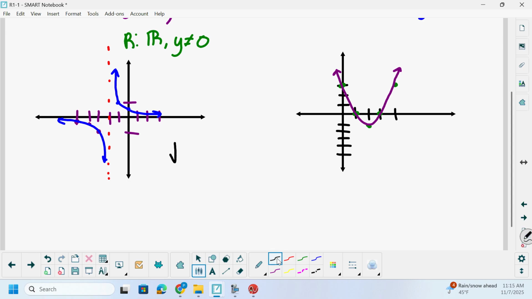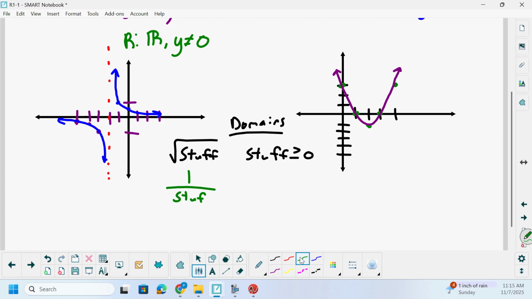If you have square root and there's some stuff underneath the square root, this is for your domains, I should say. To find your domain, start by making your stuff greater than or equal to 0, and then solve for x. If you have stuff in a denominator, set that stuff equal to 0, solve, and then eventually your domain is going to be all real numbers. X cannot equal whatever you get when you solve for that stuff. So that's like the one we just did in question 3 there.